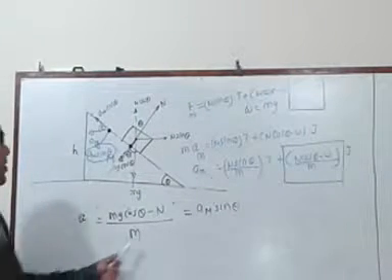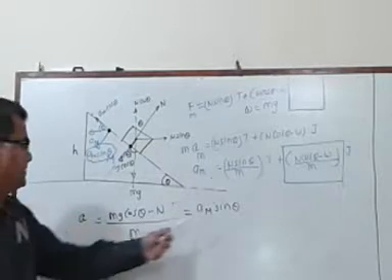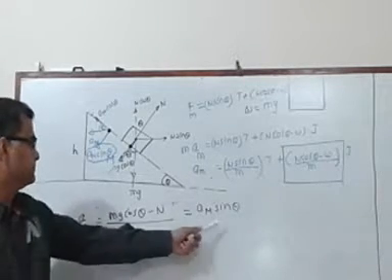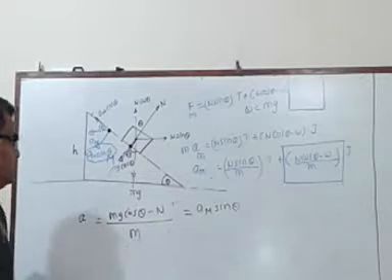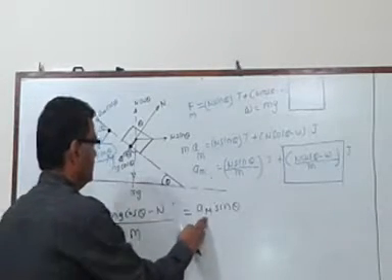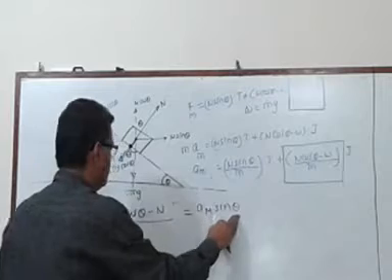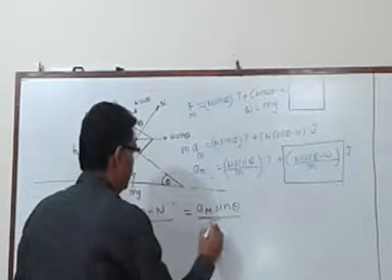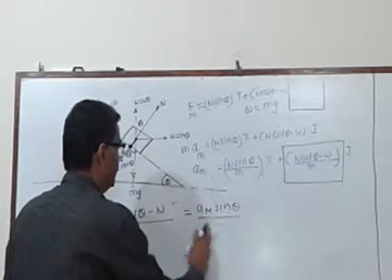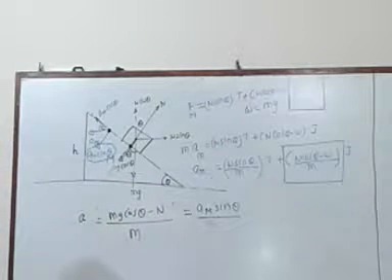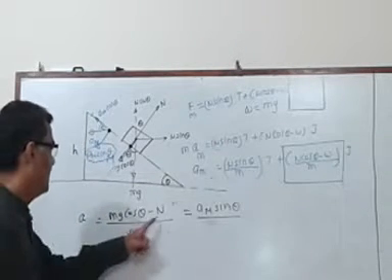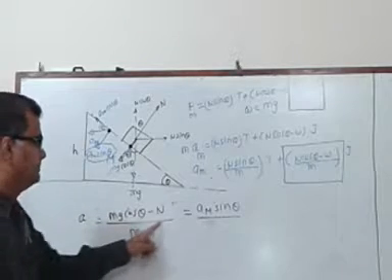This is the only complicated part in this issue. Mg cos theta minus n upon m is going to be equal to A M into sin theta. That's correct. So this is the equation which relates n with capital A M.